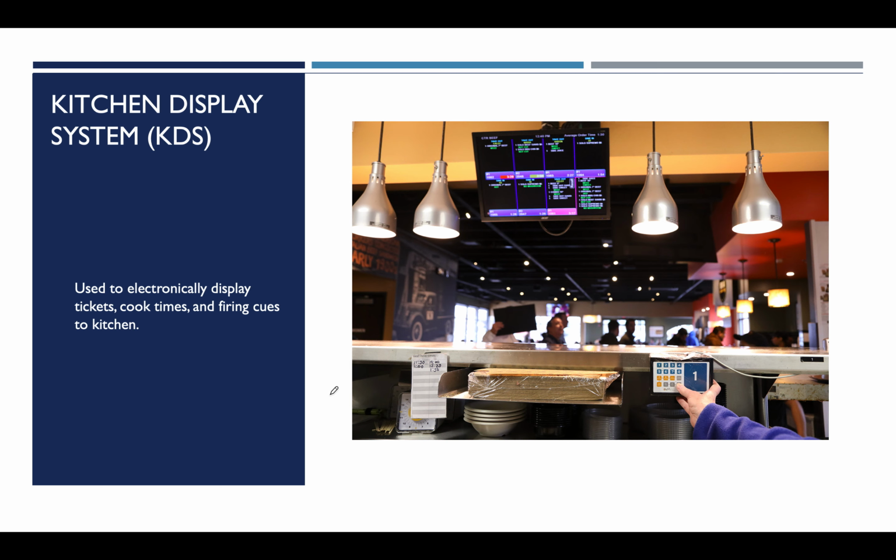Okay, the kitchen display system, KDS. It's used to electronically display tickets, cook times, and firing cues to the kitchen. So we have a couple of these screens. Our kitchen isn't really big enough to actually need this. We have it here for your benefit. But there are plenty of kitchens out there, both in quick service restaurants and large format kitchens where stations are very spread apart, such as large resorts and hotels, where these are very handy.